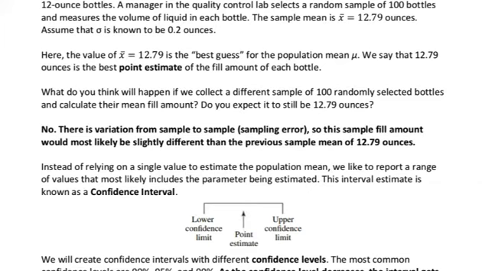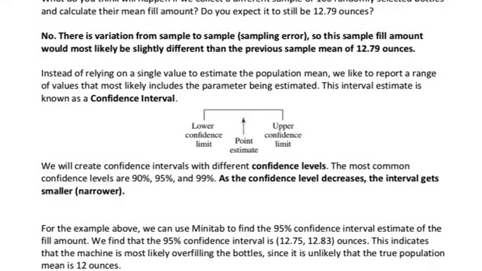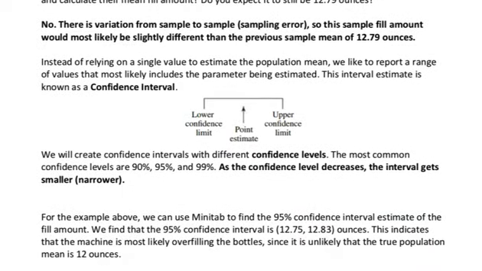Because samples are going to be slightly different, taking slightly different individuals, we're going to get a different value for the sample mean. So instead of having a single value for the point estimate, we might want to report a range of values that most likely includes the mean of the population, and this is called a confidence interval. This picture shows what a confidence interval looks like. It's a range of numbers with a lower limit and an upper limit. We're saying that our population mean is most likely between these two numbers. The point estimate is in the middle of the confidence interval.